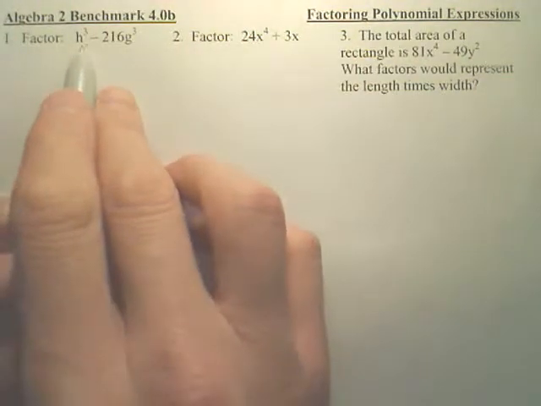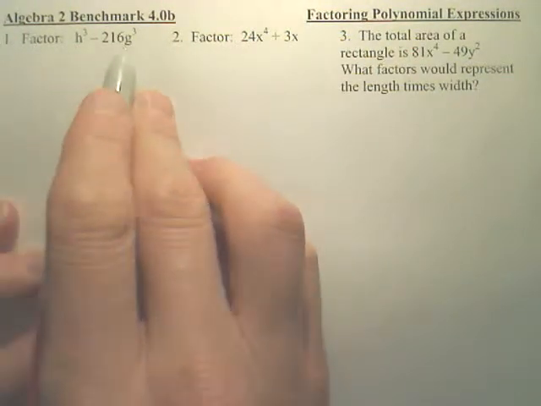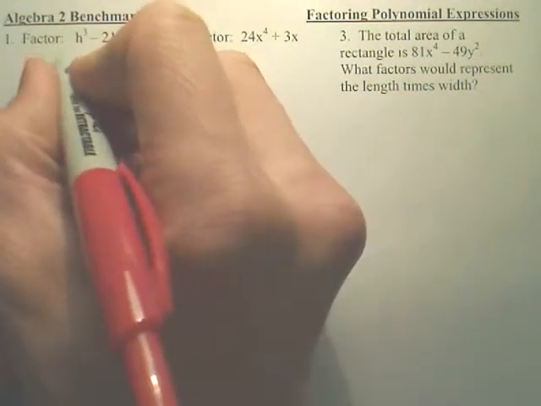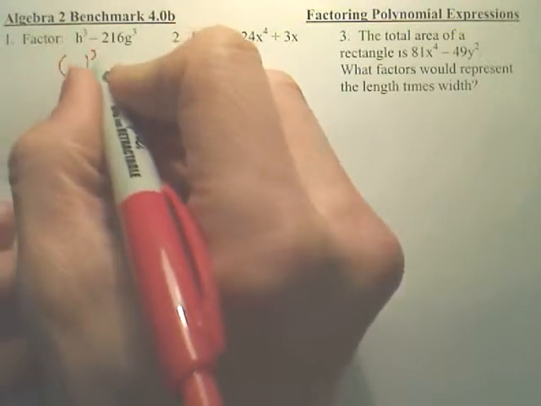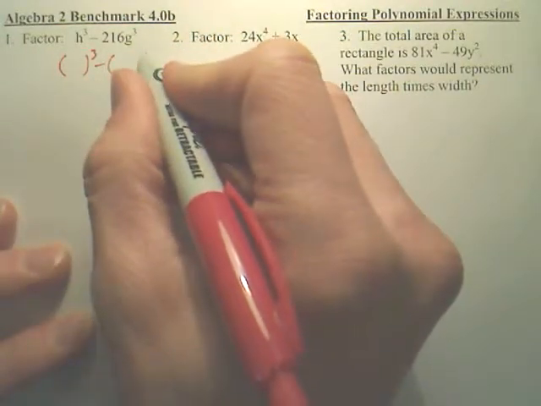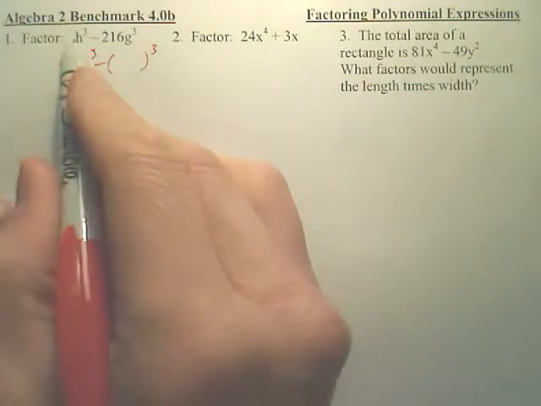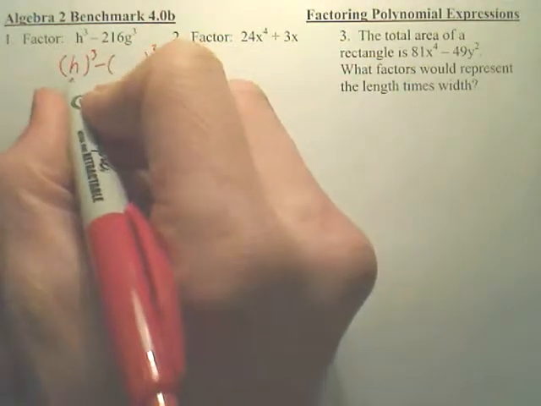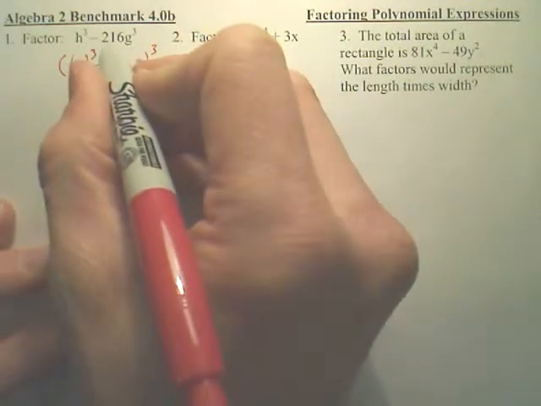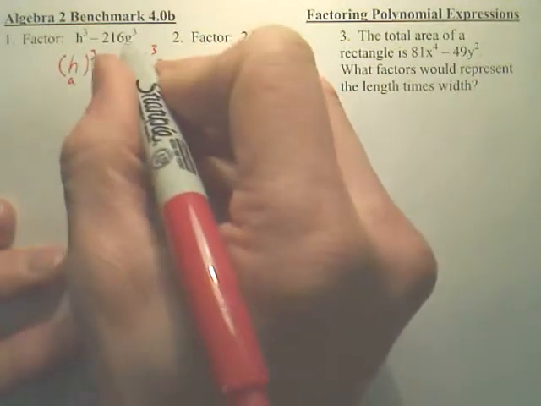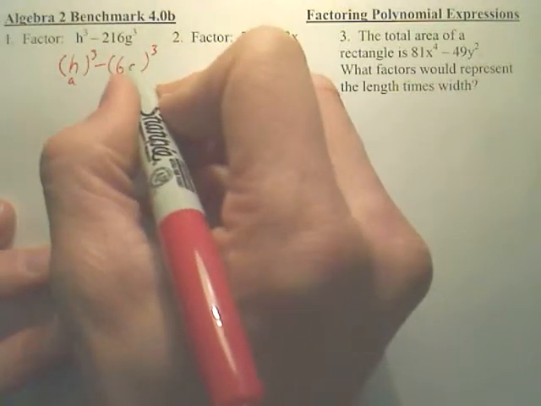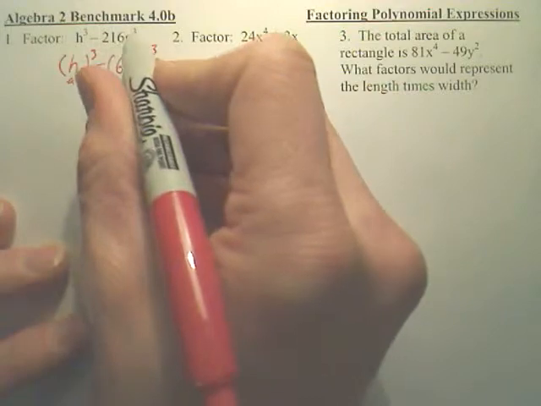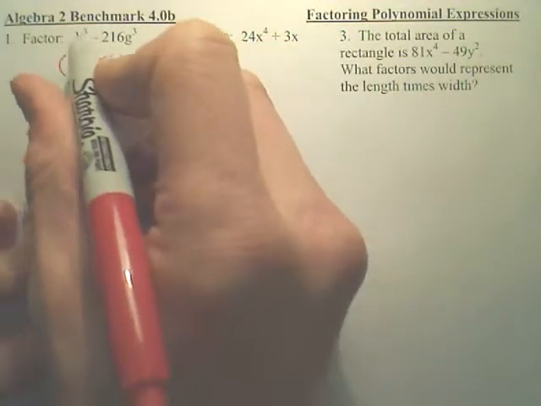Let's factor this polynomial. What you first have to notice is this is a difference of cubes because these are both cubed. So what you do is you have to think of what cubed is each piece. What cubed gives you h cubed? Well, that's h. This is your a value. What cubed gives you 216? Well, that's 6. What cubed gives you g cubed? Well, it would be g. So 6g times 6g times 6g gives you 216g cubed. And h times h times h gives you h to the third.